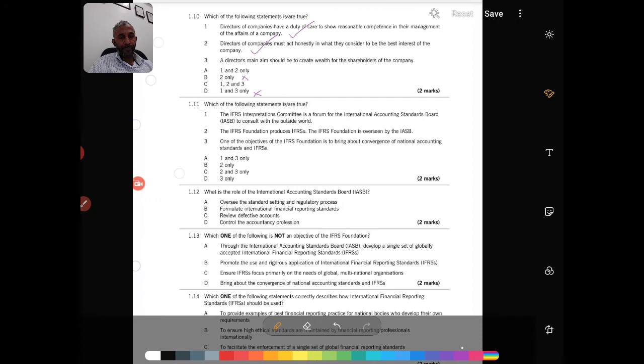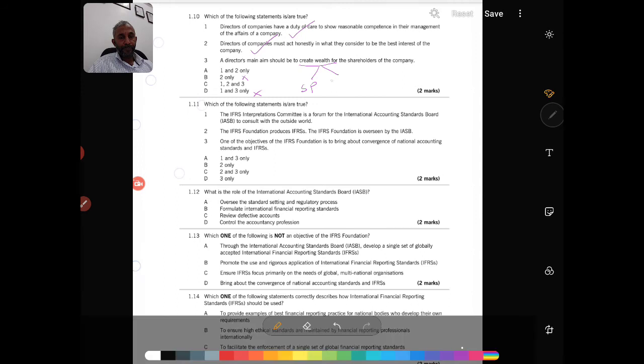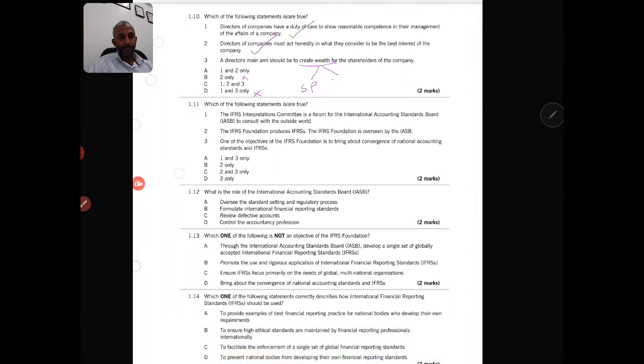A director's main aim should be to create wealth for the shareholders of the company. Obviously, yes. There is something called principal agency theory. According to that, the agents, the directors, should work for the best interest of the principal by enhancing the value of the shareholders. Wealth can be created in two ways: one, increasing the share price of the company, or two, paying increased amounts of dividends. So therefore, answer C is correct.